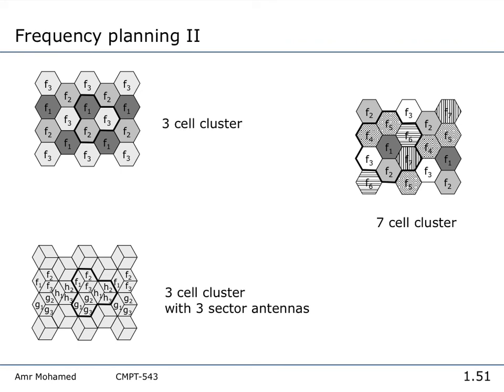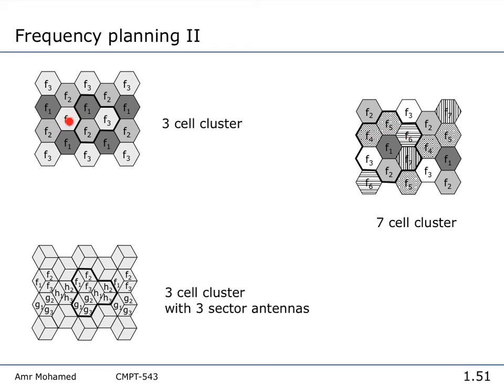So this is the frequency planning. This cell structure uses only three frequencies, so they call it a three-cell cluster. Each group of cells that use different frequencies, we call a cluster. So we group the cells into clusters. Here we have a three-cell cluster. Here we have a seven-cell structure or seven-cell cluster, which is what we talked about in the previous slide, where we have one frequency F here, and all the other six around it use different frequencies.